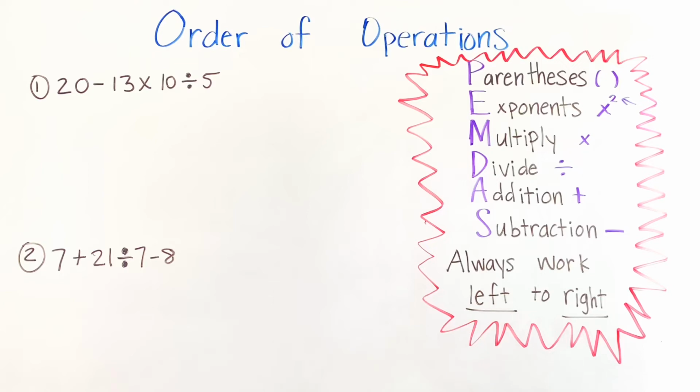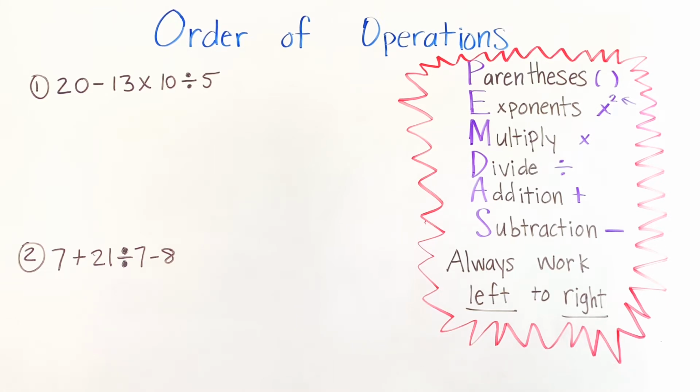In today's video, we're going to be working on order of operations. On the right hand side of the notes, you see that we have PEMDAS, and it stands for P for parentheses, E for exponents, M for multiply, D for divide, and A for addition, and S for subtraction. We're always going to work from left to right, and it does not matter if you do multiplication or division. Remember, as long as you're always working from left to right.